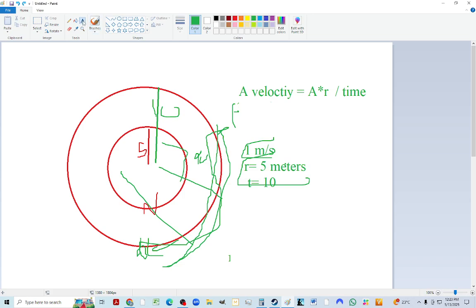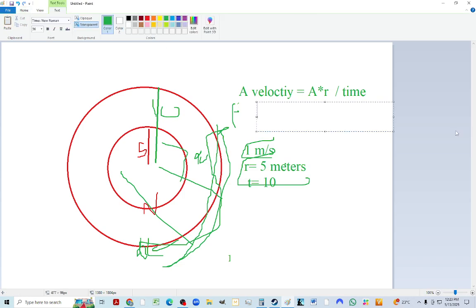You plug in what you know. I know my velocity is 1 meter per second. I don't know my angle, but I know my radius is 5, and I know my time is 10. Multiply both sides by 10. Divide both sides by 5. The unit should be left over as radians. 10 divided by 5 is 2. So that means my angle is 2 radians.